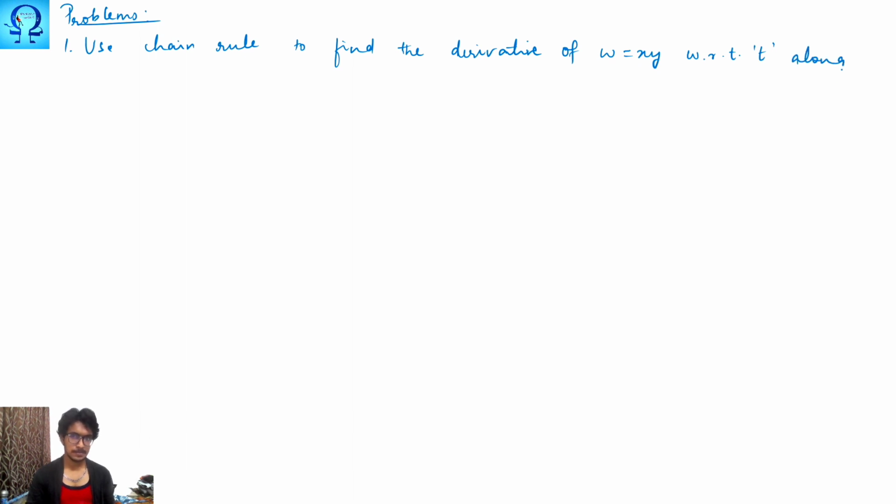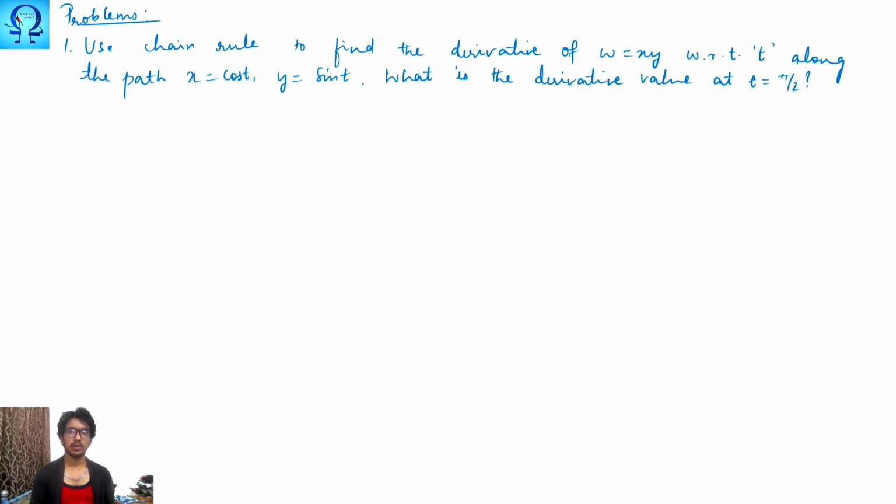So the first one is use chain rule to find the derivative of w equals xy with respect to t along the path x is equal to cos t and y is equal to sin t. Also, what is the derivative value at t equals pi by 2? So let us see how shall we do this.